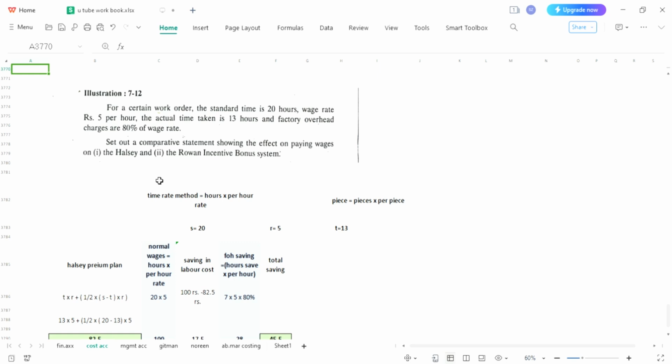Now a request. Please solve this question 4 to 5 times again and again without taking any help. And I'm 100% sure after practicing 3 to 4 times, you will not need to take any help from anyone else. You will be independent in solving this question.